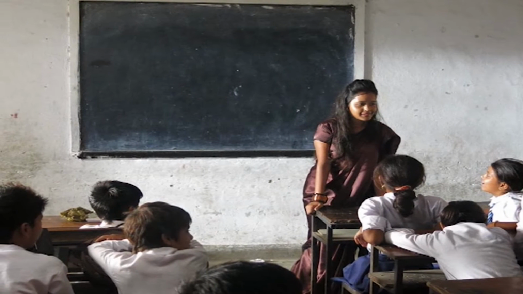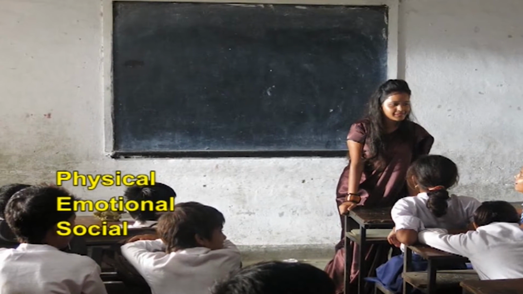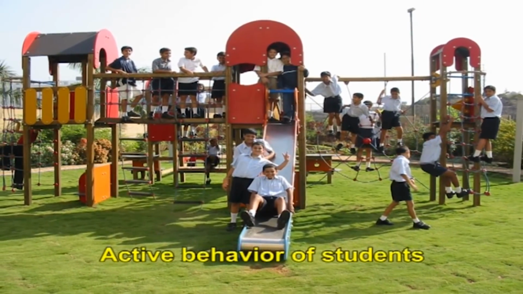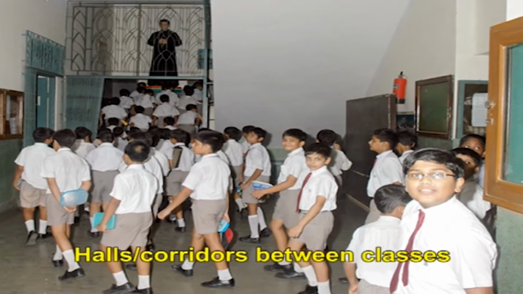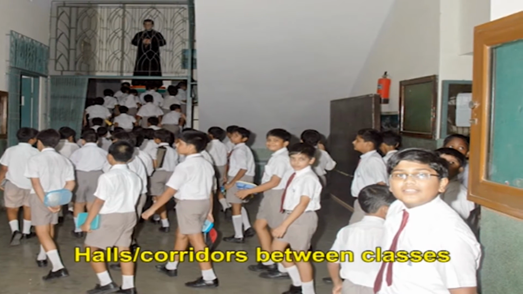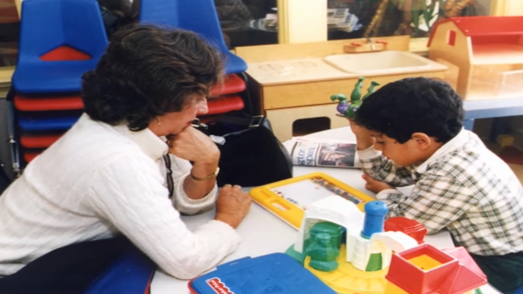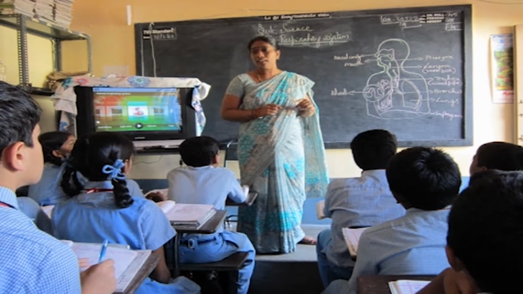Second, similarity of function. Some of the important similarities in function are needs of the whole person. This function is to see that the needs of the whole person, physical, emotional, social, as well as mental, are met. The ongoing active behavior of students in the playgrounds, the extracurricular activities, and the halls, corridors between classes is important to observe. Both the teacher and the guidance counselor should not be content with merely knowledge of the student's background data and with his or her classroom performance.